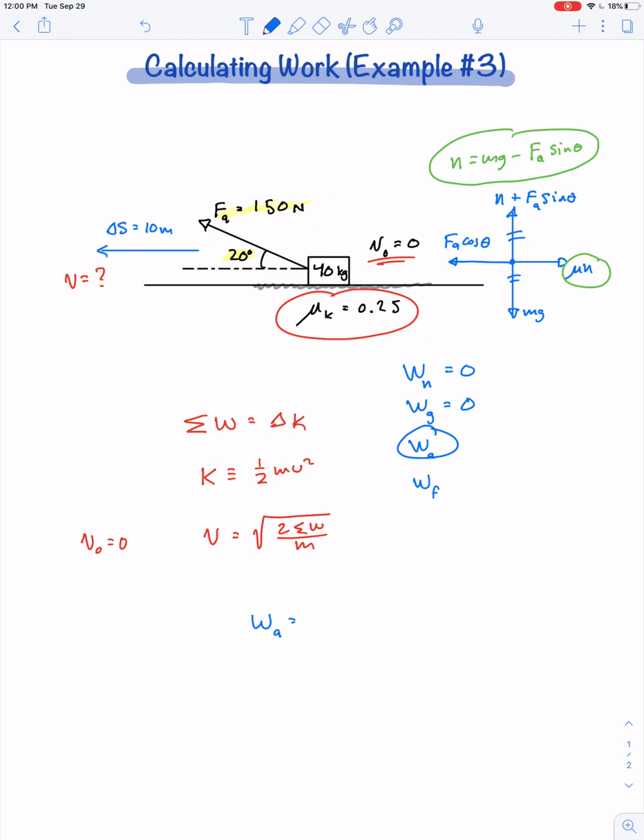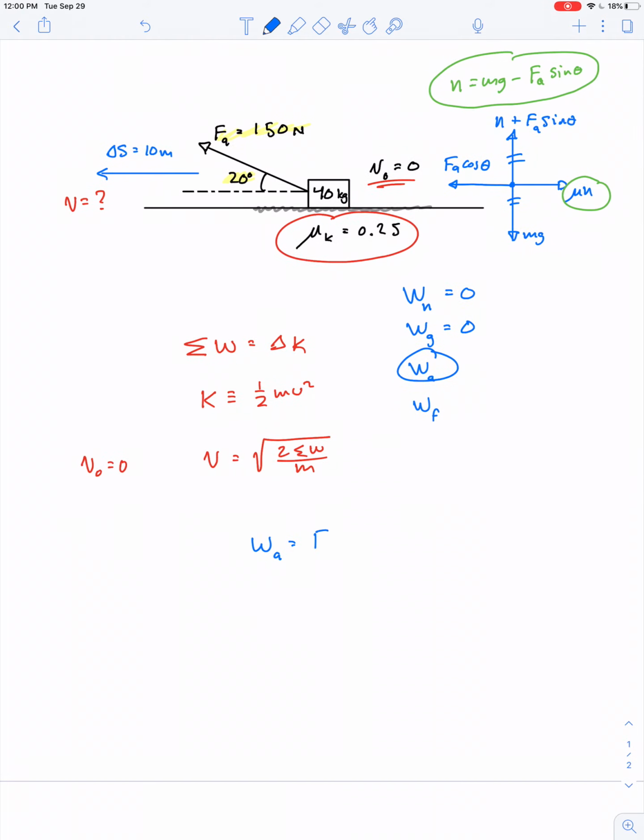Work done by the applied force should be equal to the magnitude of the applied force multiplied by the magnitude of the displacement multiplied by the cosine of the angle between them. So in this case, it's 150 newtons multiplied by 10 meters times the cosine of 20 degrees. So 1,500 times cosine 20 gives us a value of about 1,410 newton meters, or 1,410 joules.